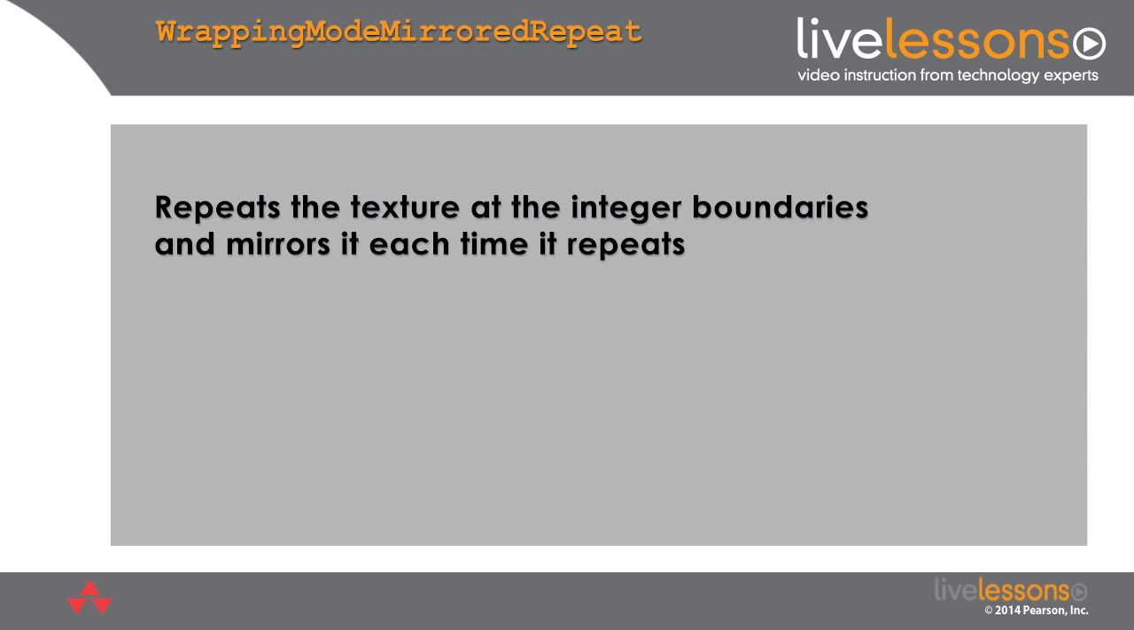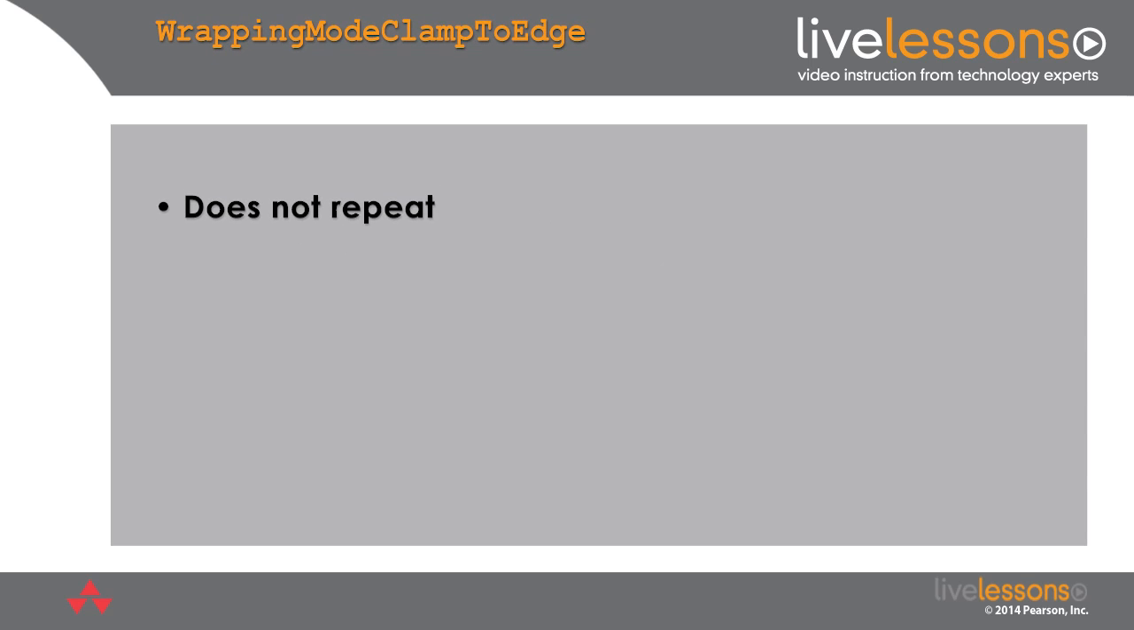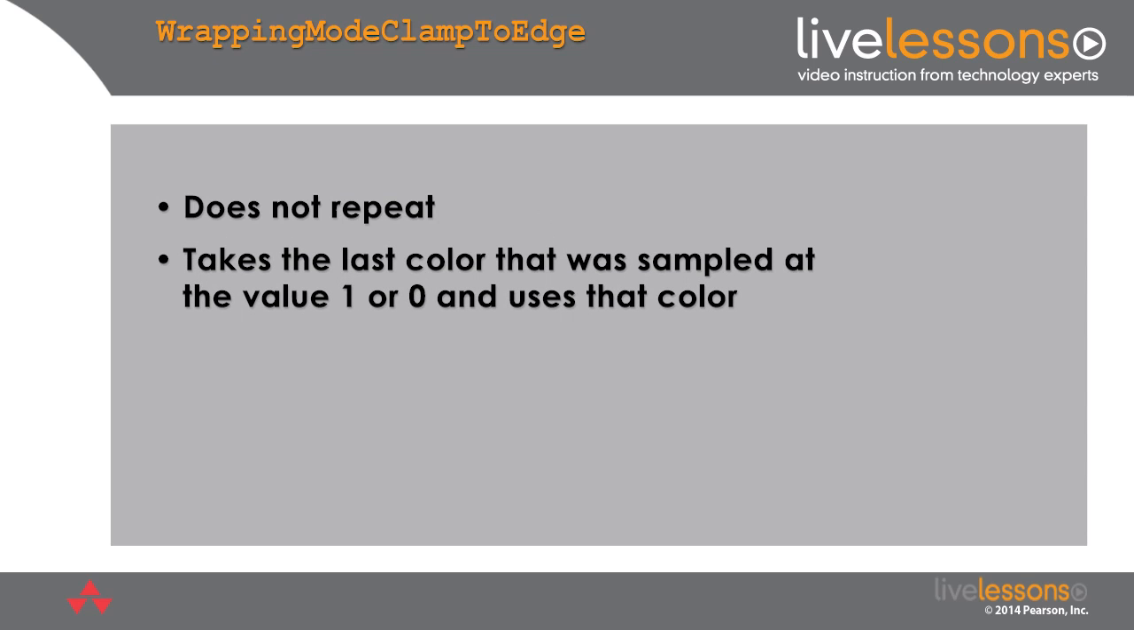Wrapping mode mirrored repeat is very similar. It repeats the texture at those integer boundaries, but instead of just repeating it over and over again, it mirrors it each time it repeats. Now clamp to edge does not repeat. Clamp to edge says, whenever we've got a UV that is outside of the 0 to 1 boundary, we're going to stop it, and whatever the last color that we sampled at the value 1, or if it was a negative UV at the value 0, that's what the color is going to be.